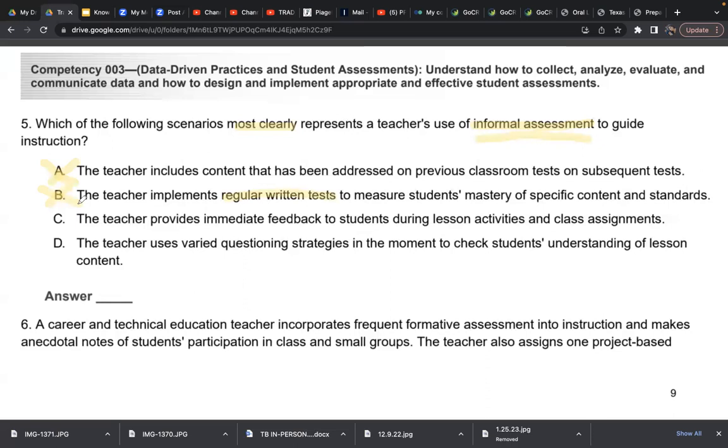I think D is the answer. I think the D is the answer. I don't know.